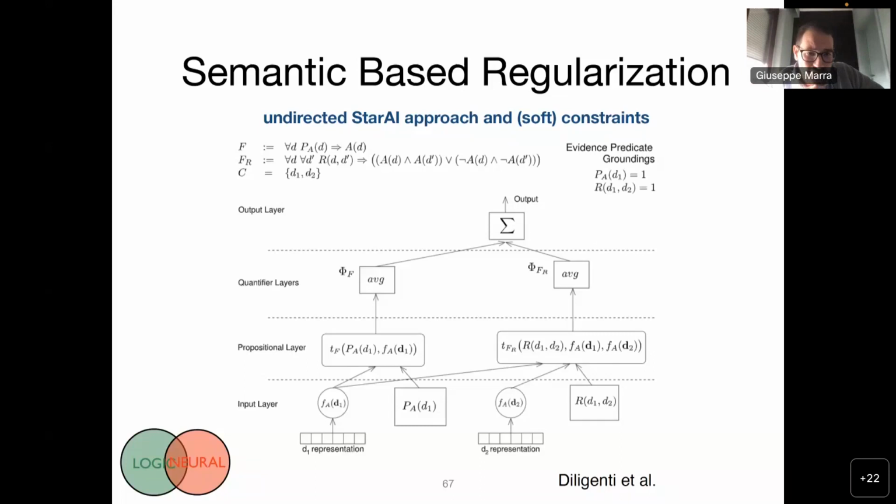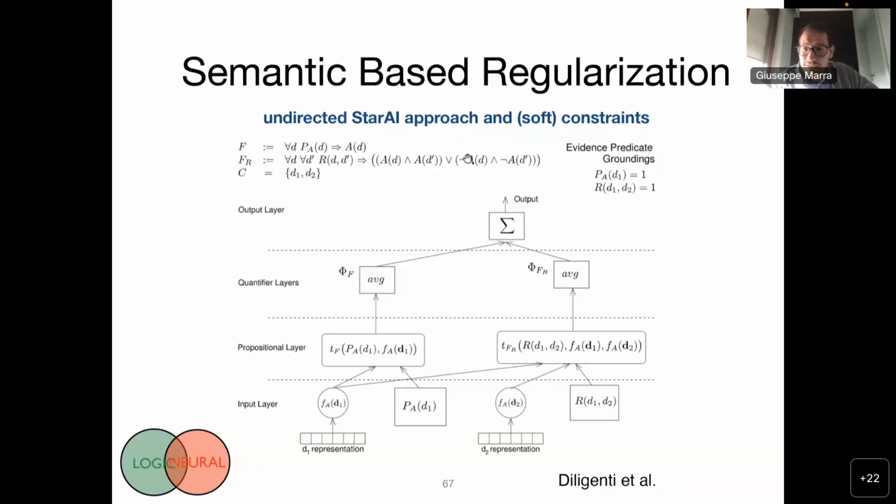While the second rule is very similar to the smoke rule that we have seen before. If there is a relation between D and D1, then either both D and D1 are true on A, or they are both false. So this is a double implication. So suppose that you have this rule.